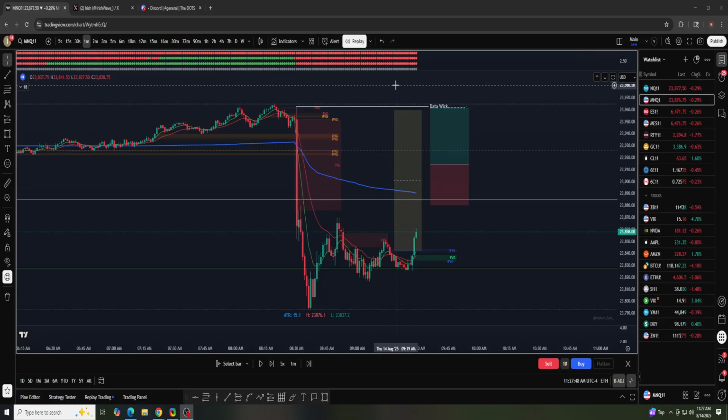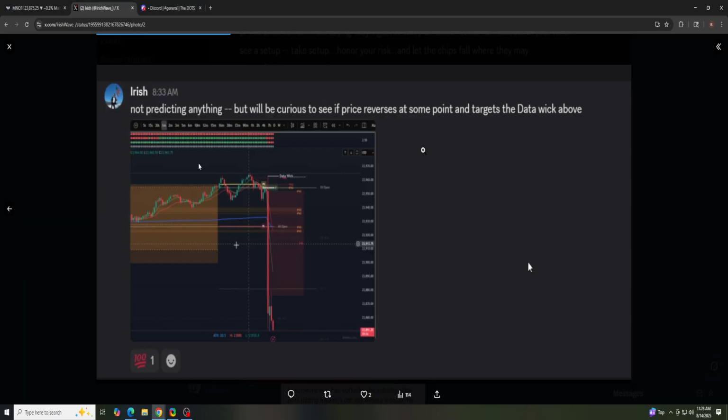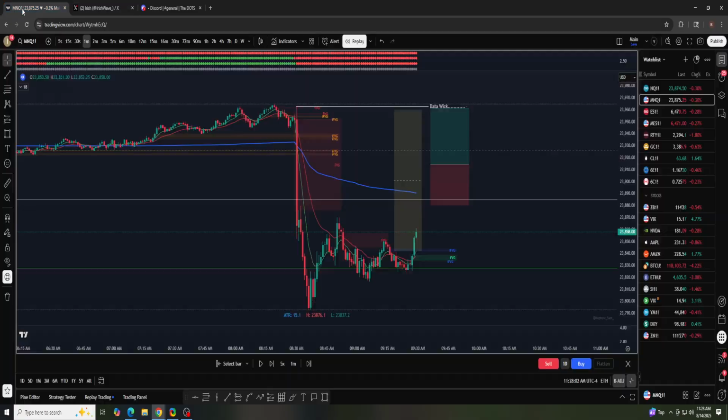Today is Thursday, August 14th, PPI in the morning. You could see this data candle. There's a pretty marked sell off, and when we were down here, I posted in my Discord, we'll be curious to see if price reverses at some point and targets the data wick above. So the data wick being this wick right here.